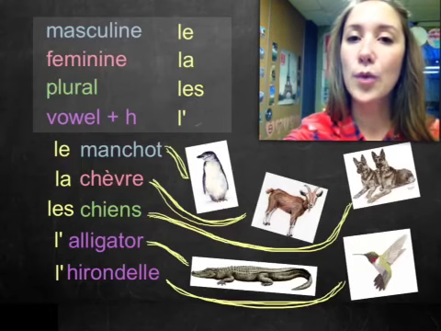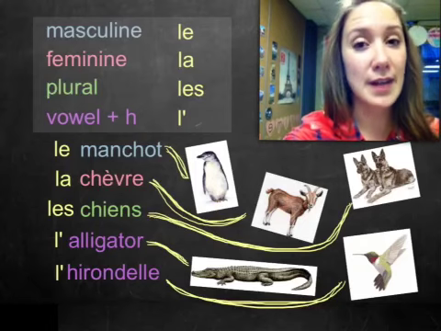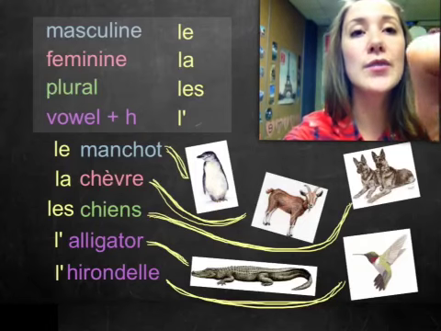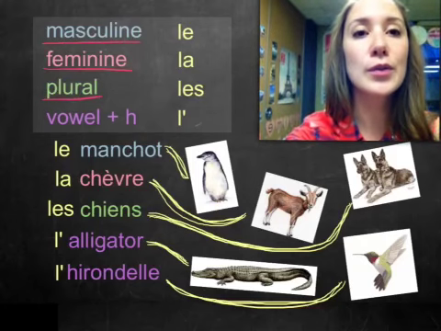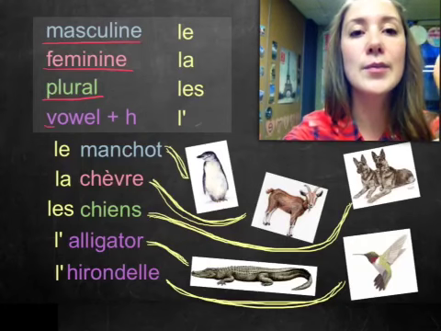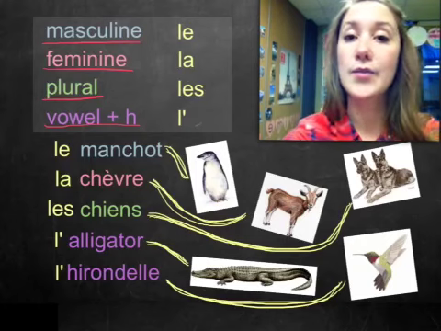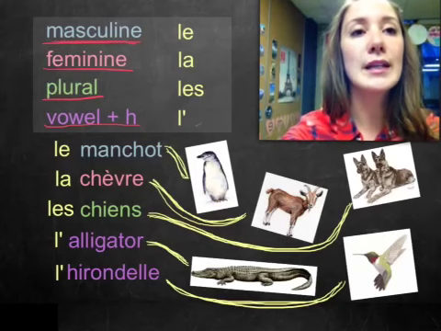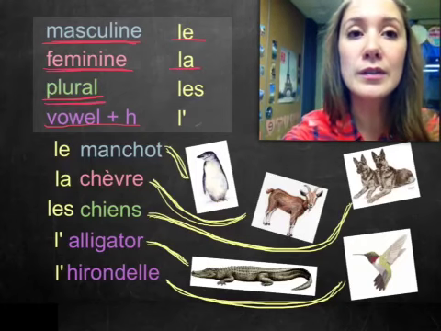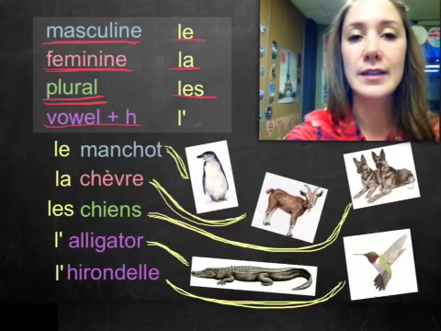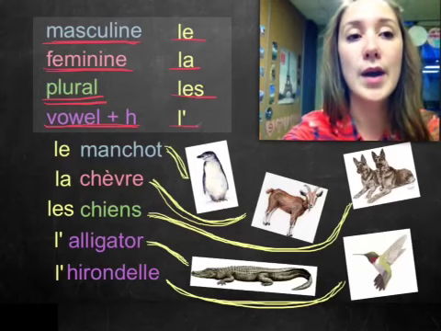So the different forms of the that we have in French can correspond with the different types of nouns that we have. So we know that in French we have masculine and feminine nouns, and we also have plural nouns and nouns that begin with a vowel or an H. Each of these nouns gets its own form of the. For masculine, we get le. For feminine, we get la. For plural, more than one thing, we get les. And for a vowel or a word beginning with H, we get l'apostrophe.